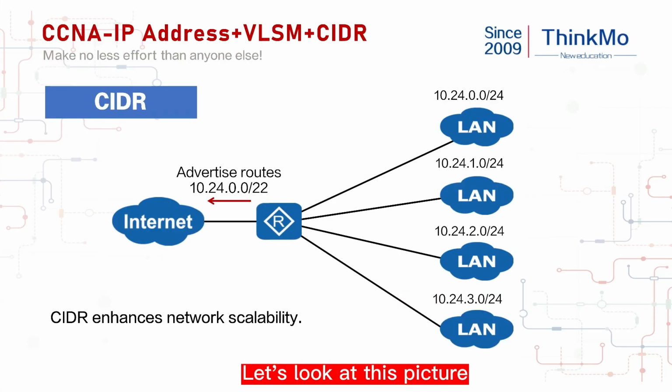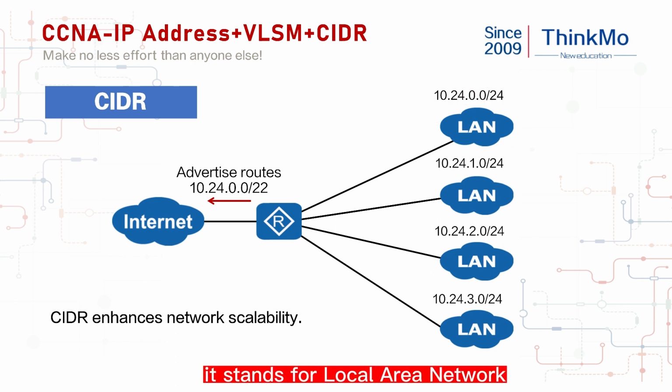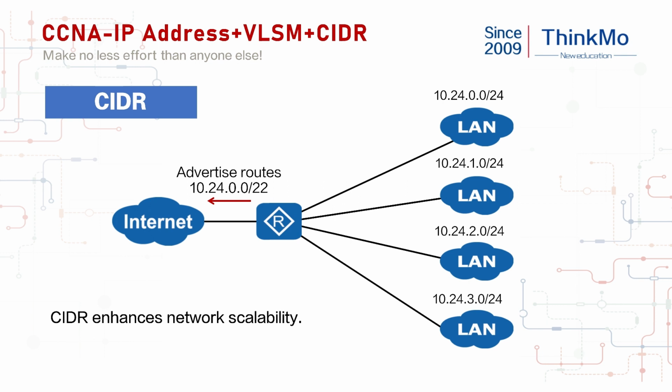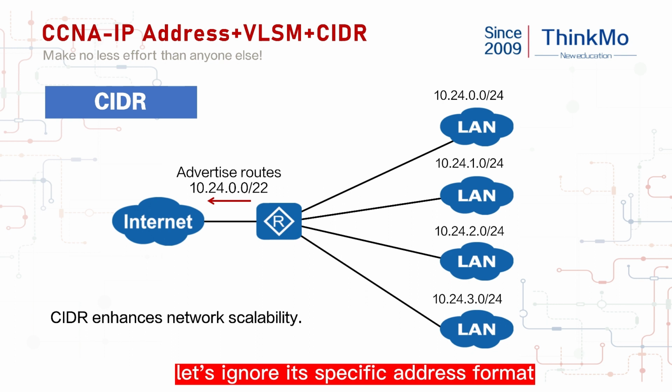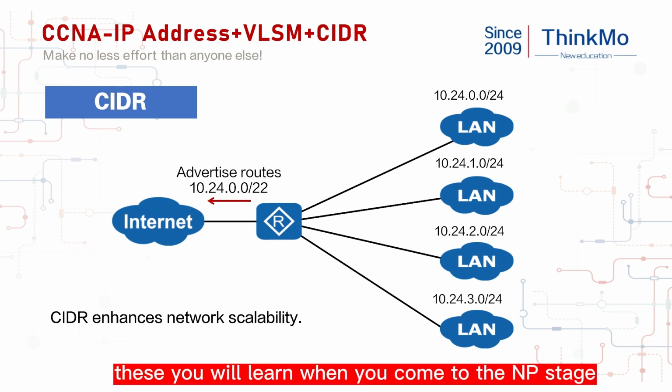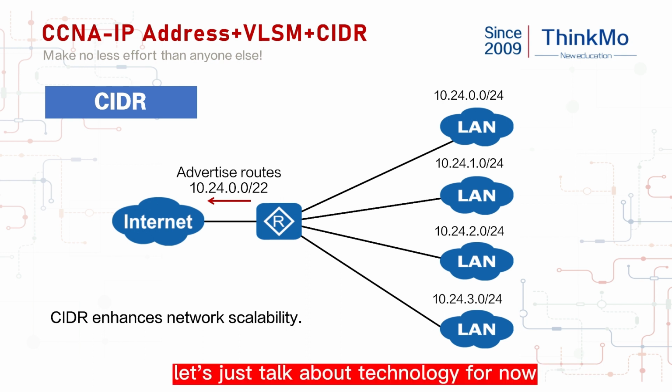Let's look at this picture. As a company, I will give you a brief introduction. It says LAN. It stands for Local Area Network. This is an internet. That is, between us, we advertise some routes, and check back later to forward the corresponding data. Let's ignore its specific address format. Why do devices and operators advertise routes to each other? These you will learn when you come to the NP stage. Let's just talk about technology for now. Stop talking about the scene.